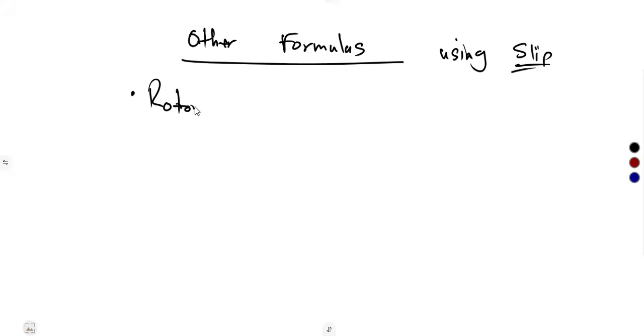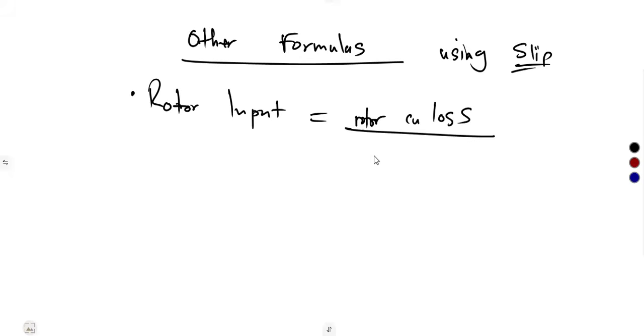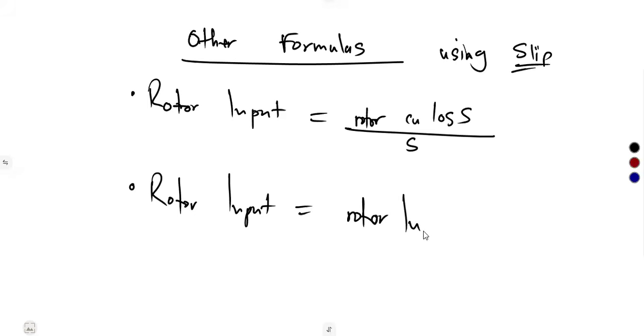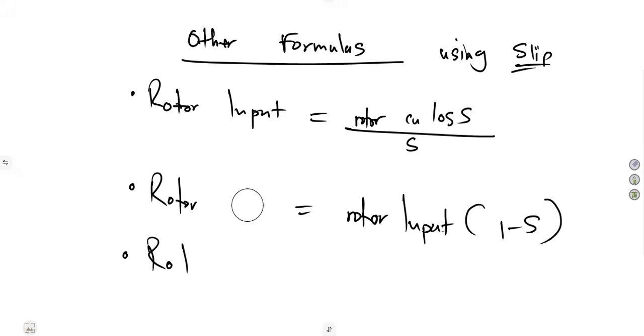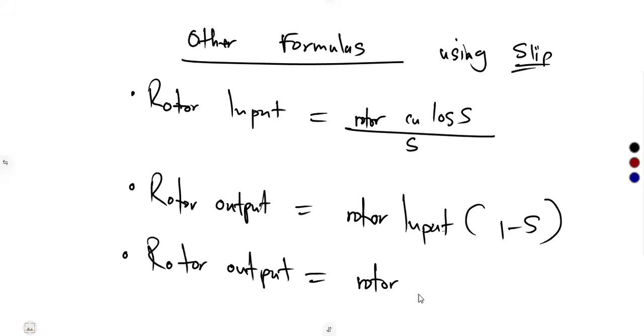We consider our rotor input. The rotor input can be given from the rotor copper loss, so it's simply rotor copper loss over slip. Also, the rotor input can be calculated as rotor input into 1 minus slip. Also, we're going to consider the rotor output here. This is the rotor output, and another is the rotor copper loss.